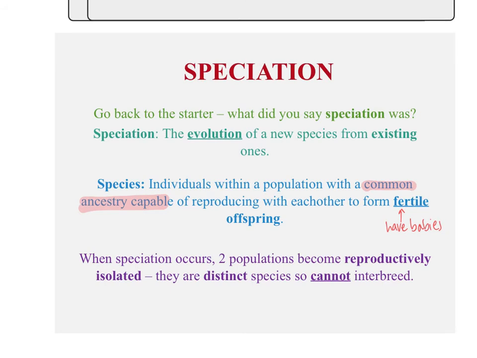Now, speciation occurs through a couple of various mechanisms that we're going to have a look at today. So we're looking at allopatric speciation and sympatric speciation. But the two populations, or the new species that are produced, become what we call reproductively isolated. And that just means that they are so genetically different that we say they are distinct species, and they can't interbreed anymore. Whereas historically they might once have been able to, now they're so different genetically that chromosomally it wouldn't work.